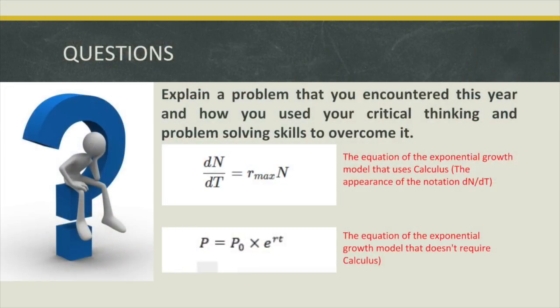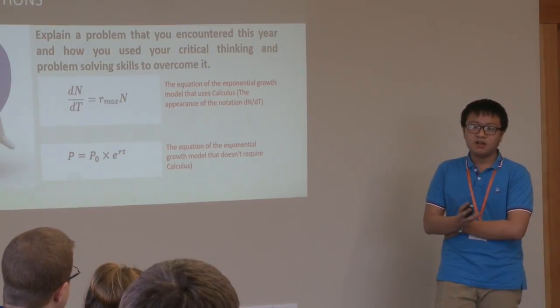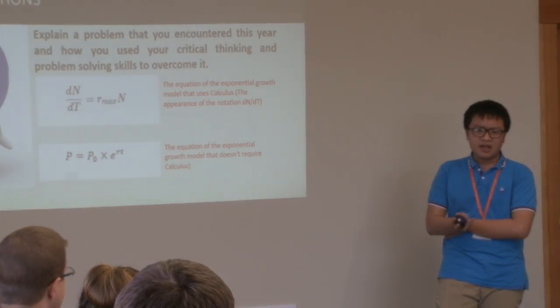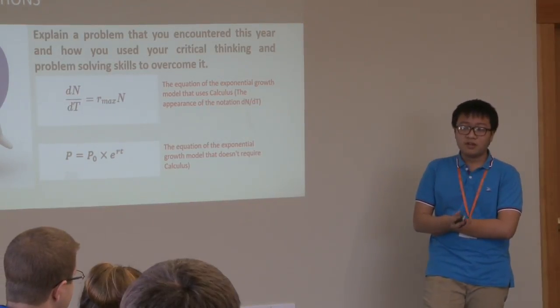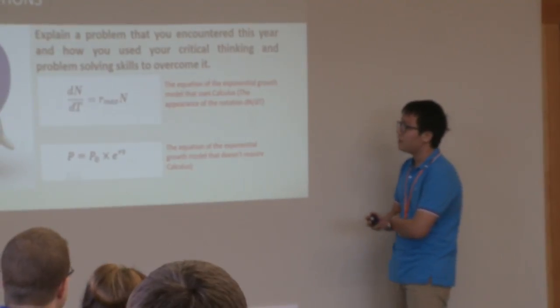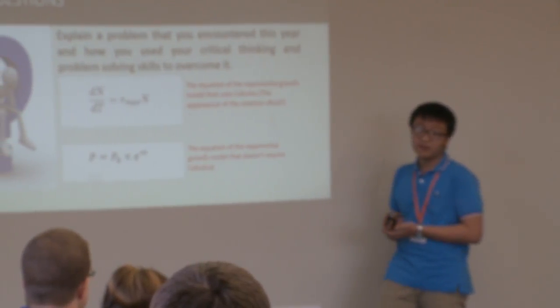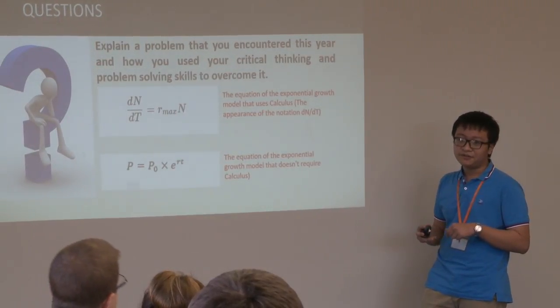Explain the problem that I encountered this year and how I used my critical thinking and problem solving skills to overcome it. Unfortunately, the person who came up with the idea of population growth used calculus for his paper. This means that all his equations and the application of his equations are based on calculus. So I have to use my critical thinking and problem solving skills to come up with a different equation that doesn't require calculus to understand, because I'm only in pre-calc.